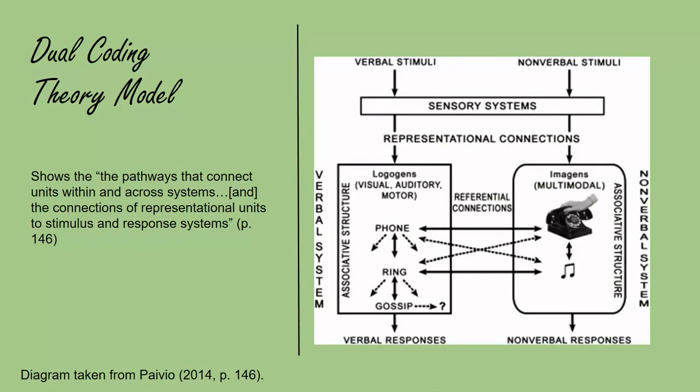I found this structure time and time again in the research. According to Paivio, this picture shows the pathways that connect the two systems, the verbal and the nonverbal, and how things might be processed. So for example, it shows you have the word phone, you have the picture of the phone. When the phone rings, you have the picture of music. So that gives you both aspects of it.